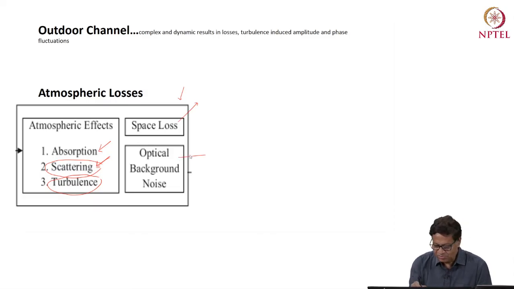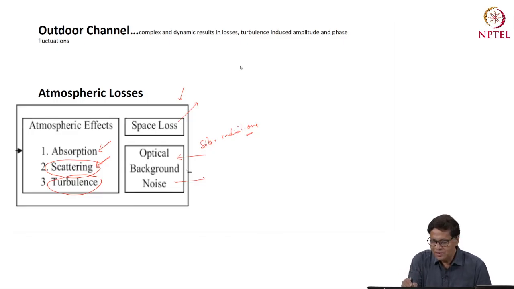And also we need to worry about the optical background noise, which I said, solar radiation for example, it has a wide spectrum, and it may also fall in the wavelength region of interest, and light coming from any other source. So these are the atmospheric losses: absorption, scattering, turbulence, and space loss will be there, and one has to worry about the optical background noise.